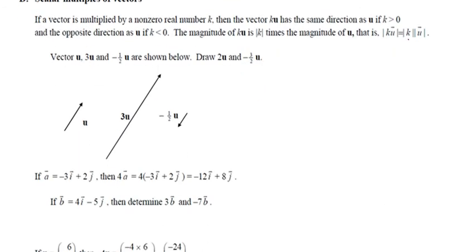Vector u, 3u, and negative 1/2 u are shown below. So you notice u and 3u are going in the same direction, and that 3u is 3 times the size of u, and that negative 1/2 u is pointing in the opposite direction and is half the size of u. You need to draw 2u.